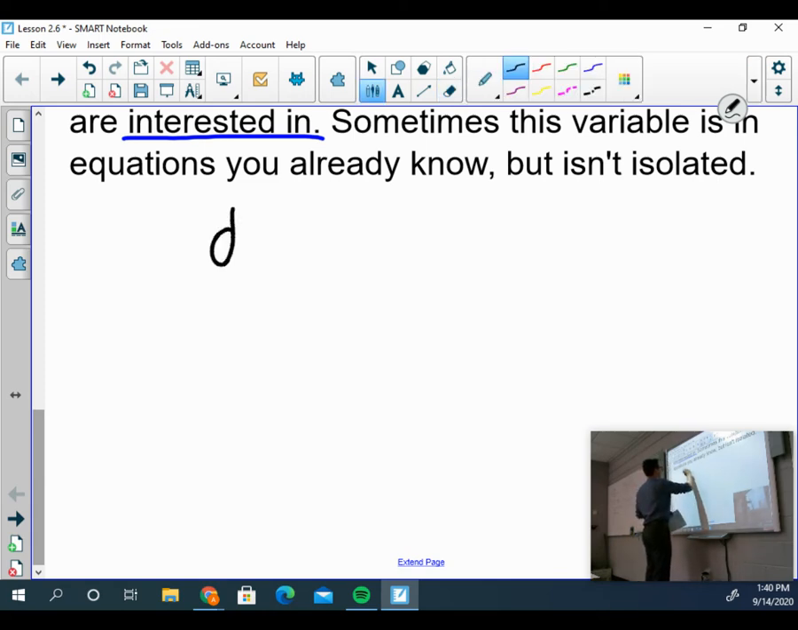Let's say D equals RT. Again, this is the formula for distance. Distance equals rate times time. But what if I'm not looking for a distance? What if I have a distance and a time, and I'm trying to find the rate? So what am I going to do here?